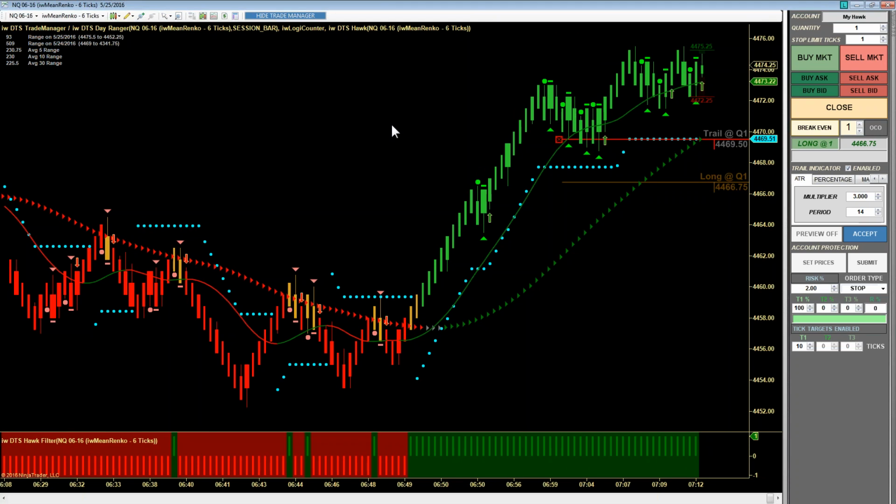So the market's struggling a little bit now to get to the 44.80 area where the primary resistance is at. We're getting a little bit of rejection here every time we hit this 44.75 zone, which will no doubt have a little price sensitivity for traders.